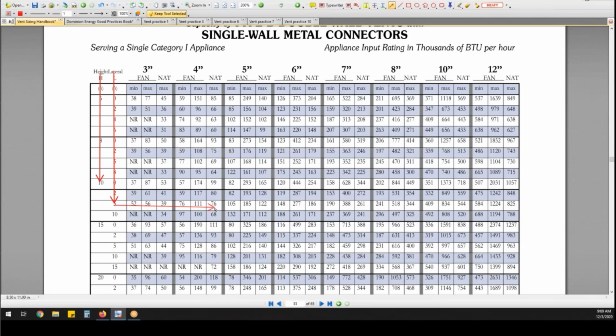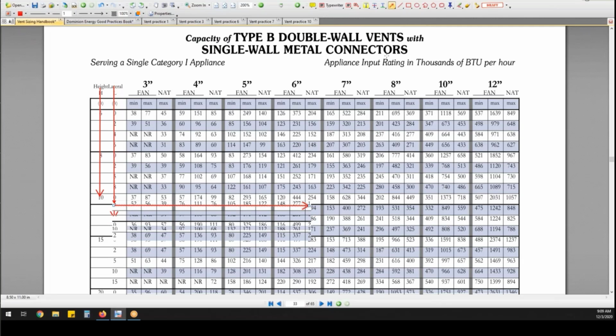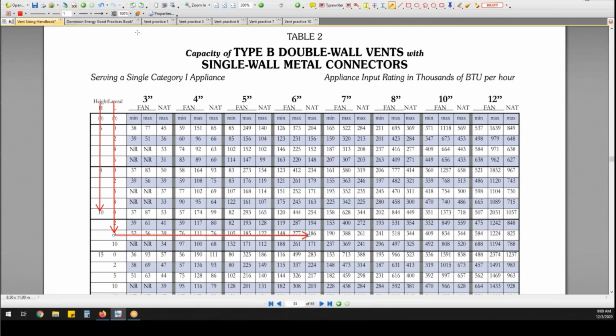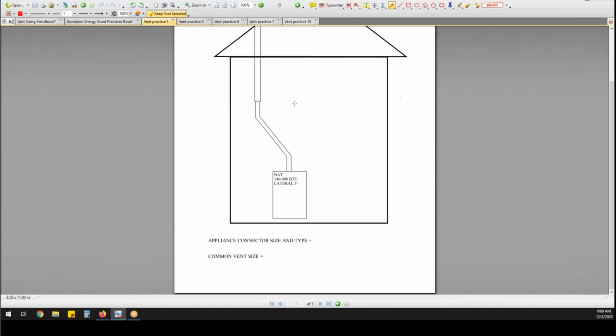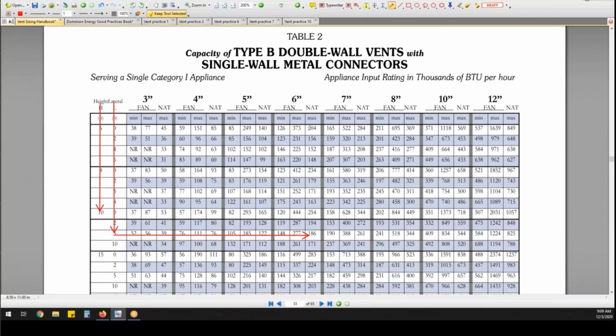If I have 4-inch, I can only get 76,000 BTUs. If I have 5-inch, I can only get 122,000 BTUs. But if I have 6-inch, yeah, it'll work with a single wall connector. So back to the picture, my main stack will always be double wall, but now I could save a few bucks from this point down. I could do it in single wall as long as it's all 6-inch pipe.